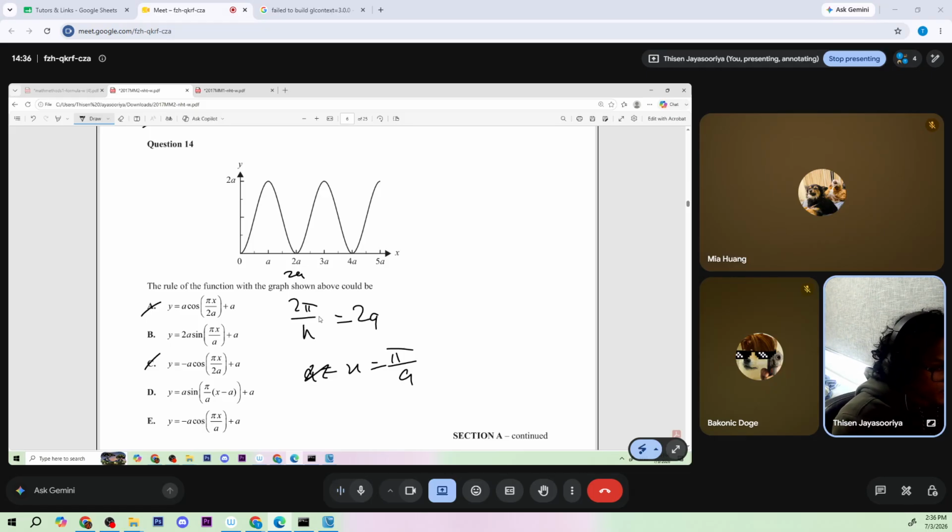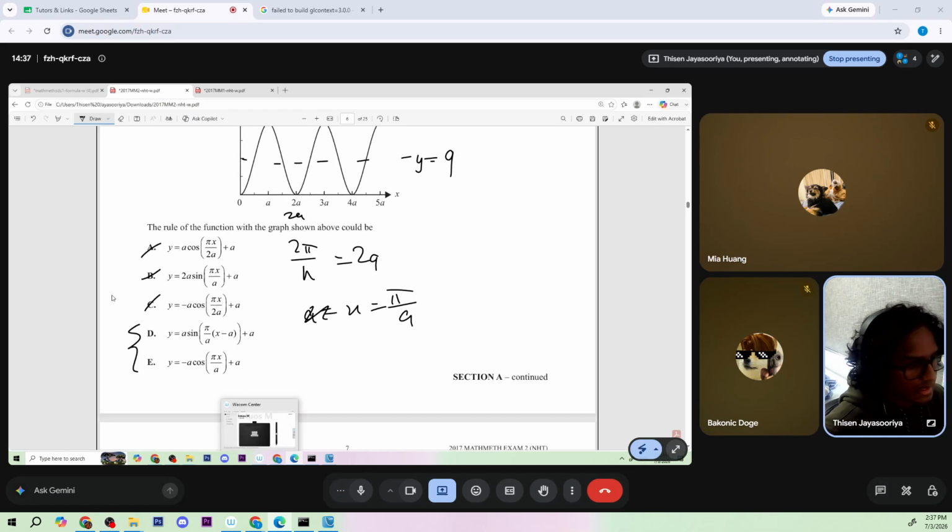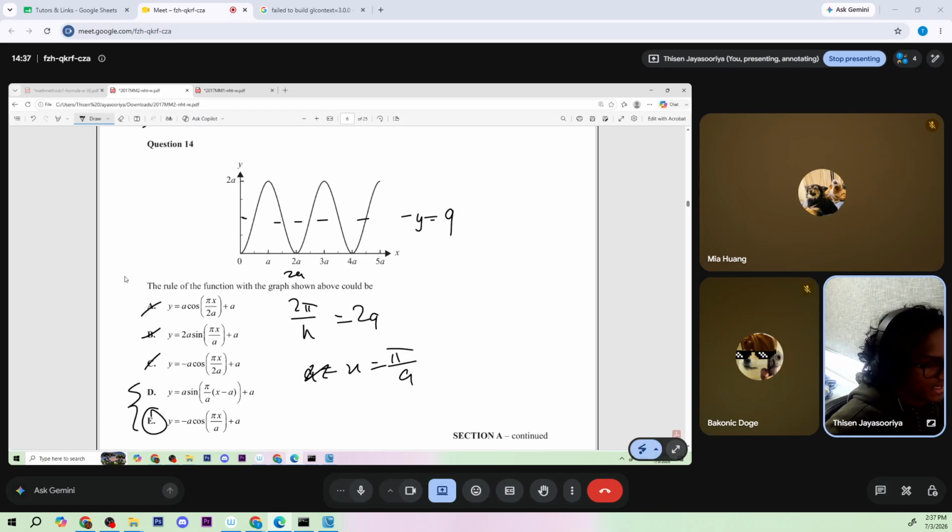Here we're told that the maximum is a and the minimum is 0. So here, that means the median line must be at y equals a over 2. So we know that the amplitude must be a over 2. So that means b is out. So here between c and d, yeah? Here, E is the most obvious answer option I would pick because it starts off at a minimum and it goes up and it follows the pattern, yeah?